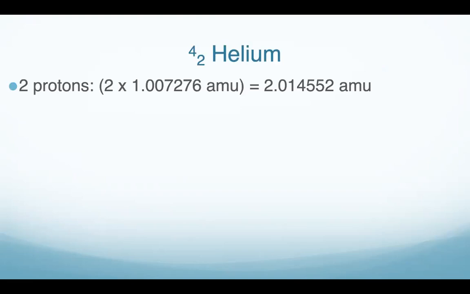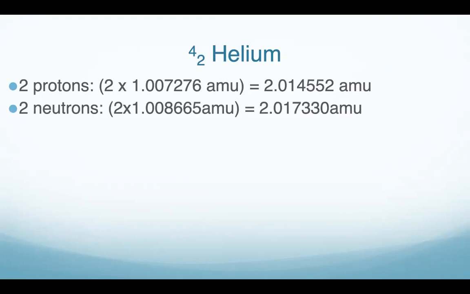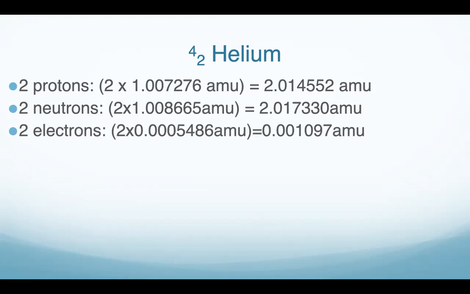Okay, so breaking down the mass of helium. Helium, we have 2 protons. Each proton has an atomic mass unit of 1.007276. So that gives an AMU for the protons of 2.014552. Then we take the neutrons, same thing, multiply it times the AMU of a neutron, and we get 2.017330. And finally, the electrons, which have an AMU of 0.00054886.